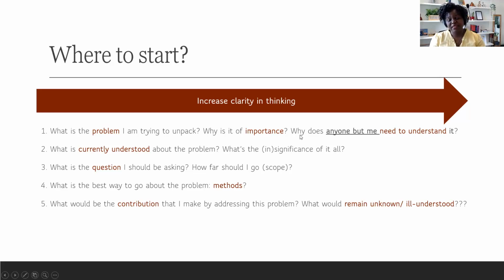That's one thing. But then there's also the clarity on, at the end of the process, what may I not know, or what will I not know? Because all these things are going to contribute to how you are going to think about your writing.